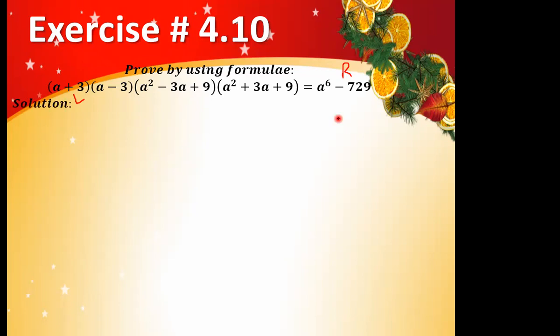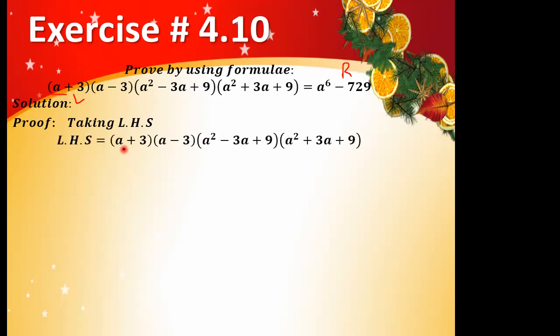No issue. We will start with the heading of solution, and we will write proof taking left hand side. What is our left hand side? It is a plus 3, a minus 3, a square minus 3a plus 9, a square plus 3a plus 9. We have to prove that this left side is equal to a to the power 6 minus 729.